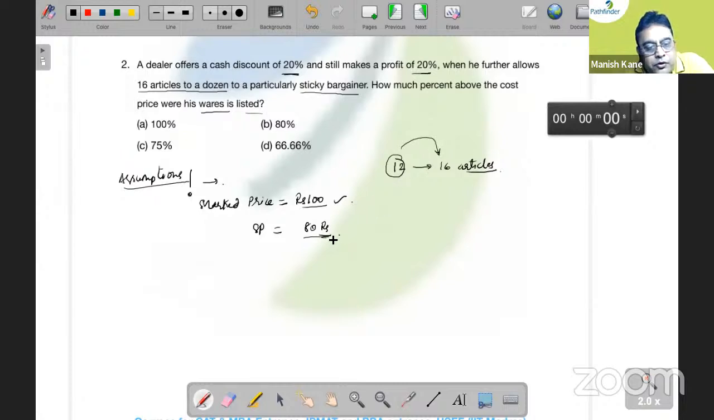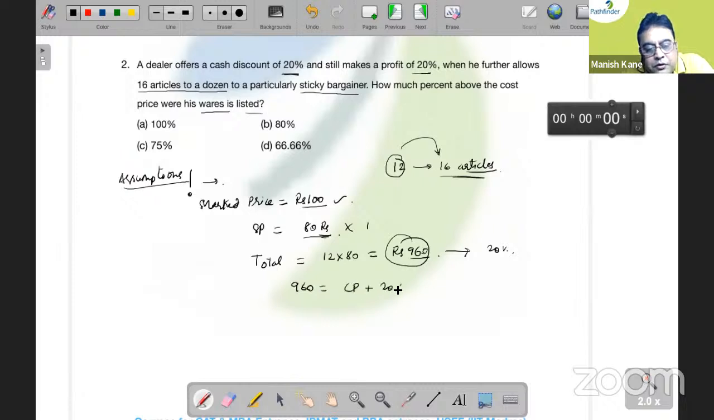Correct? So you charged for 12, that means the total amount you must have obtained is 12 into 80, that is rupees 960. Correct? And for 960, you gave away 16 articles. But you still made a profit of 20%. So if you made a profit of 20%, it means 960 must be equal to CP plus 20% of CP. You should actually be able to write it as 960 is equal to 1.2 times CP. This would make it faster.